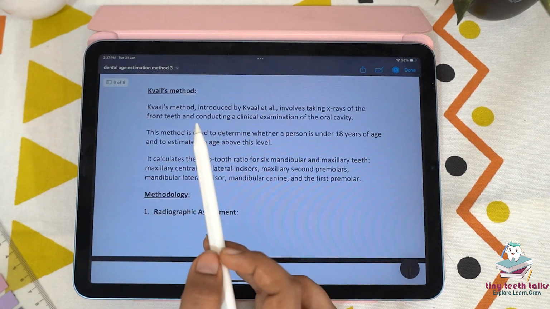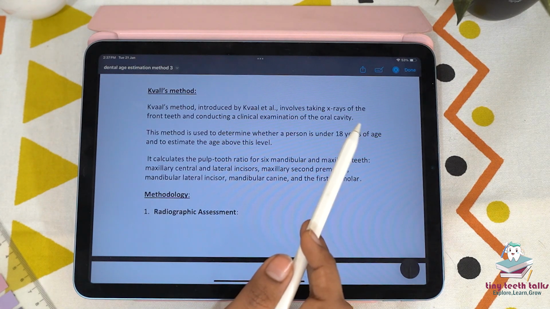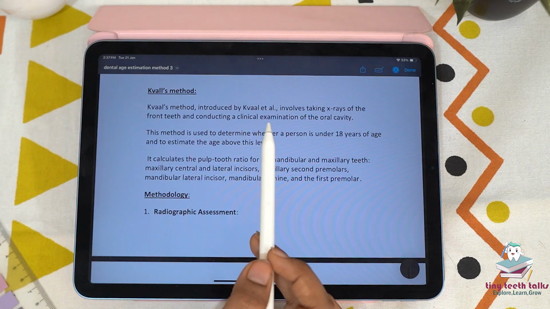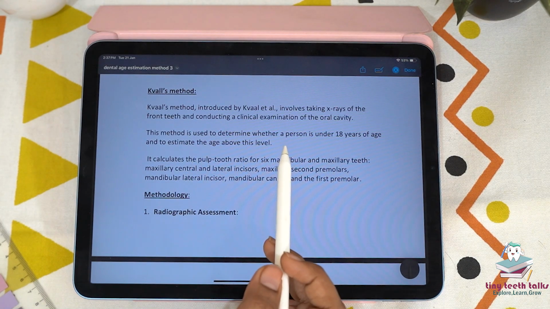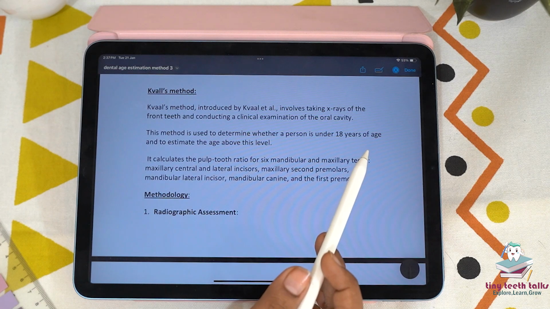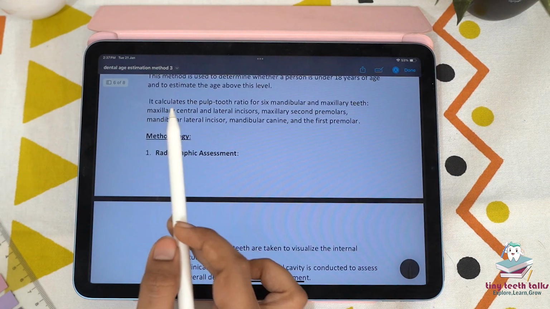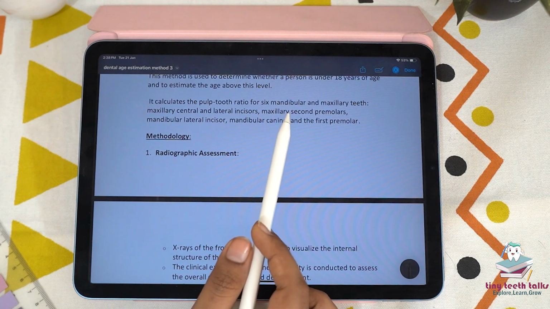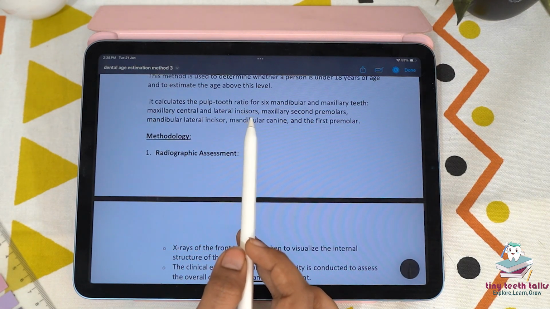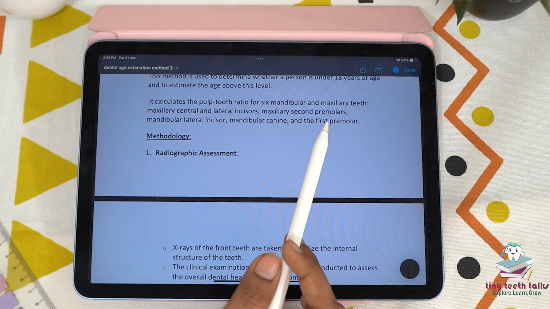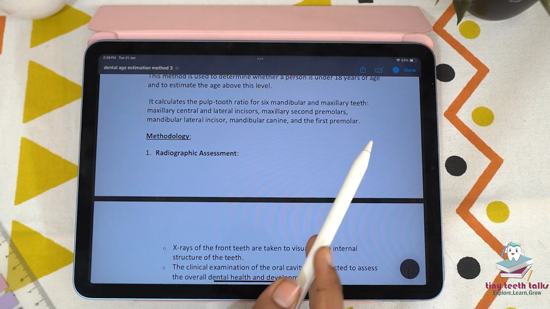Then the Kvaal method. The Kvaal method was introduced by Kvaal et al., involving taking x-rays of the front teeth and conducting a clinical examination of the oral cavity. This method is used to determine whether a person is under 18 years of age and to estimate the age above this level. It calculates the pulp tooth ratio for 6 mandibular and maxillary teeth: maxillary central and lateral incisors, maxillary second premolar, mandibular lateral incisor, mandibular canine, and the first premolar.